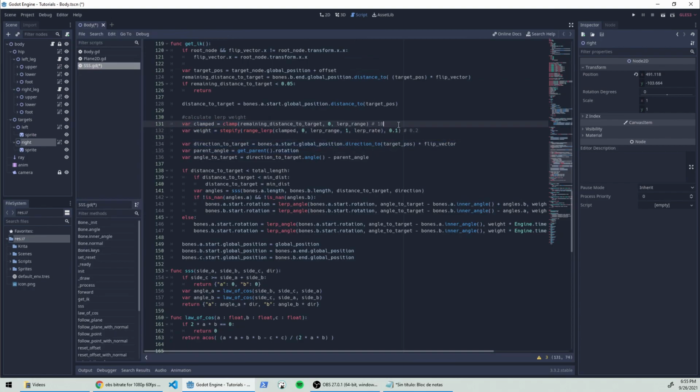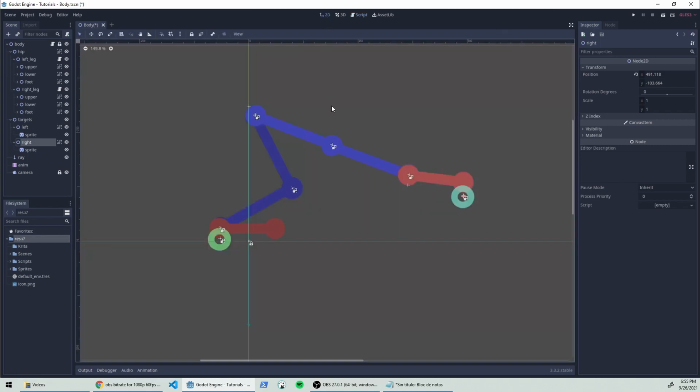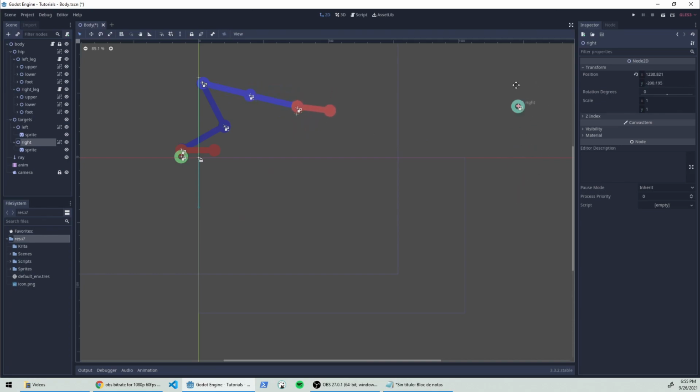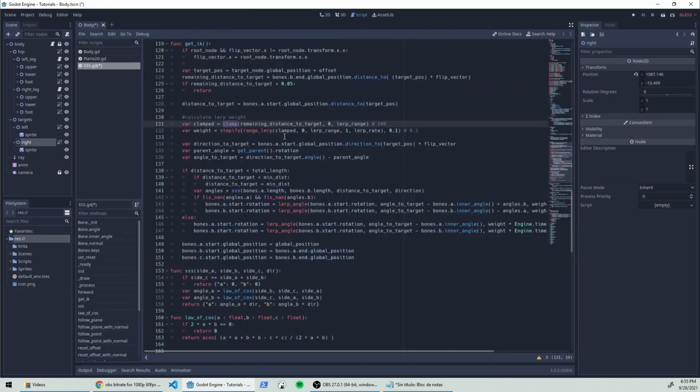So right now we have the lerp range at 100, which is this variable here. What we do is clamp any value that we have. We make sure that it's between 0 and 100. So if this is at 1,000 pixel distance, this function will basically just turn 1,000 into 100. If it's 500, it'll still be 100. And if it's between 0 and 100, then you'll get the actual number. So if it's like 50, you will get 50. That's the way clamp works. I'm sure you all know, but I didn't know how clamp worked until not long ago.